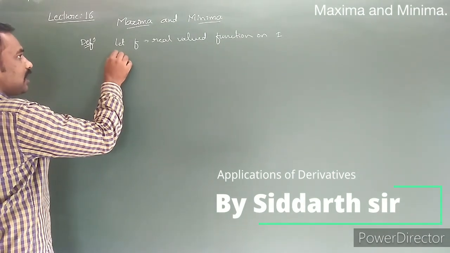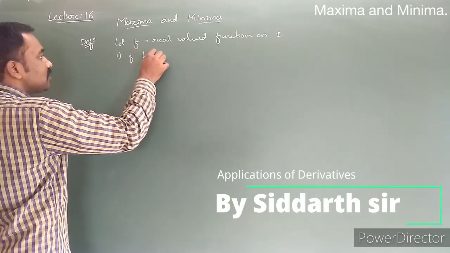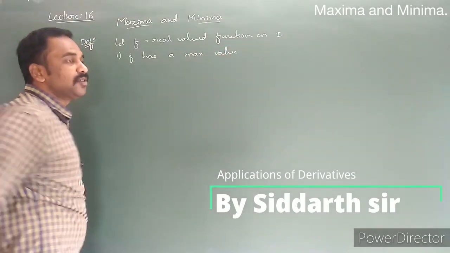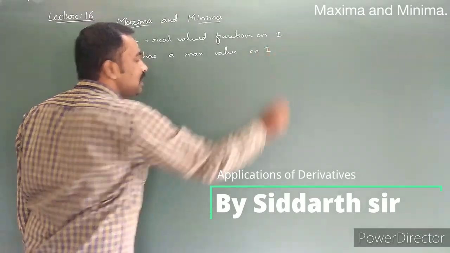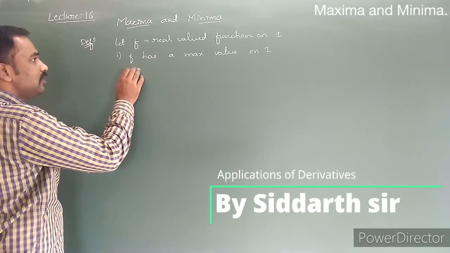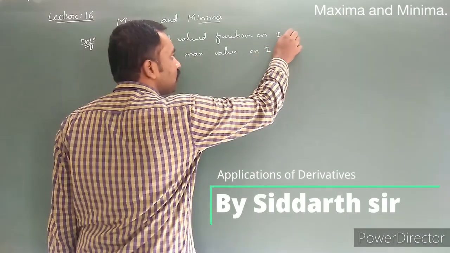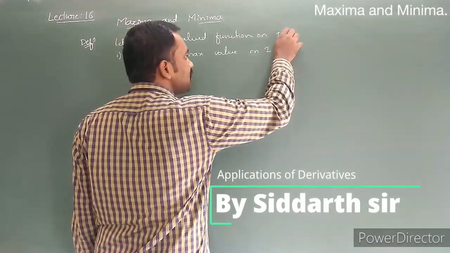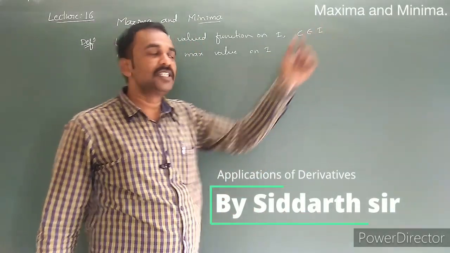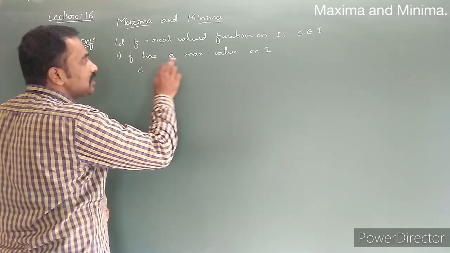Then we can say, first case, f has a maximum value on an interval I. It is said to have a maximum value on I whenever c is any point. One more point we can add here: c is any point belonging to the given interval I, or c is a point in the domain of the definition. Then f has a maximum value.